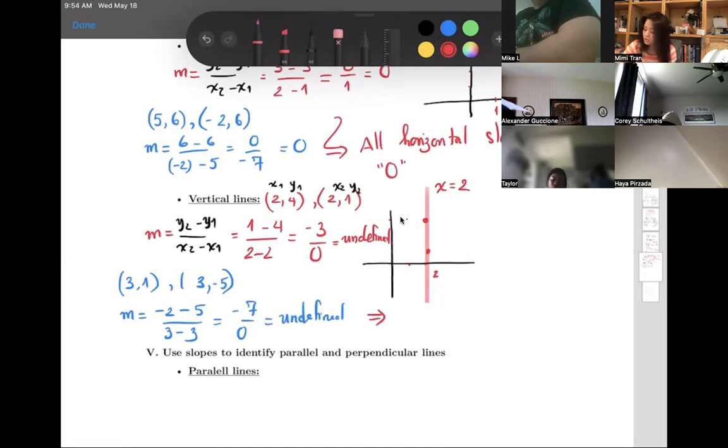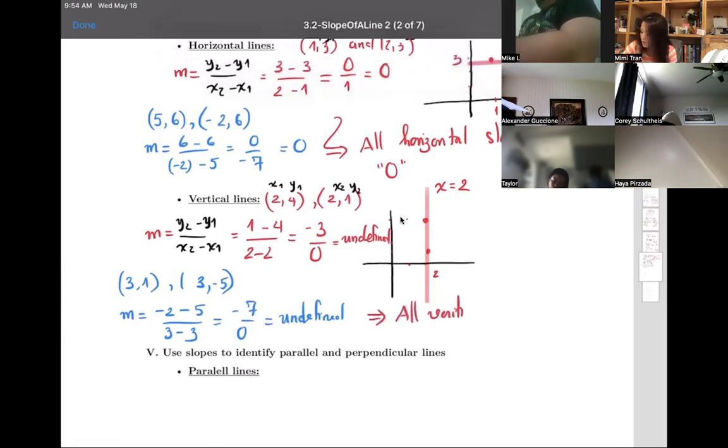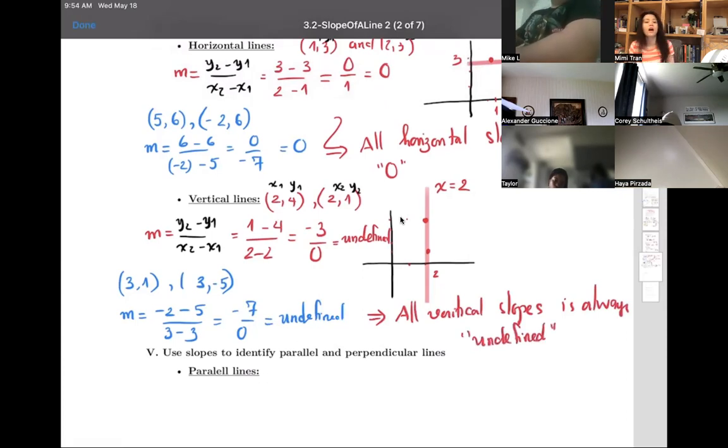So we can safely conclude that all vertical slope is always undefined. Again, nobody skis on a 100% grade, right? I don't think you ski on a very steep slope like that. So it's impossible, undefined.